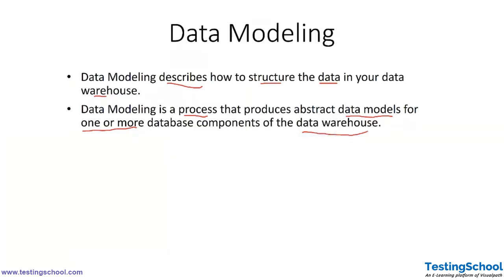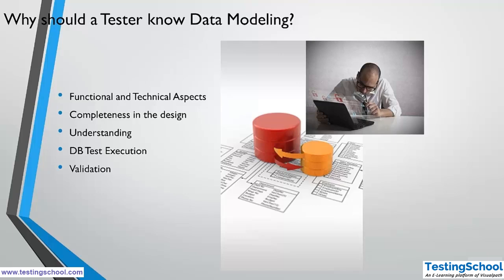Okay? So before we start about data modeling, let's see why should a tester or the QA professional need to know data modeling, right? So the data model provides the functional and technical aspects of the database design, right? So what is the functional relation between each entity, each table, and how are those technically related? Meaning, what is the primary key, what is the foreign key, how are the indexes being done to increase the performance or retrieval of data?